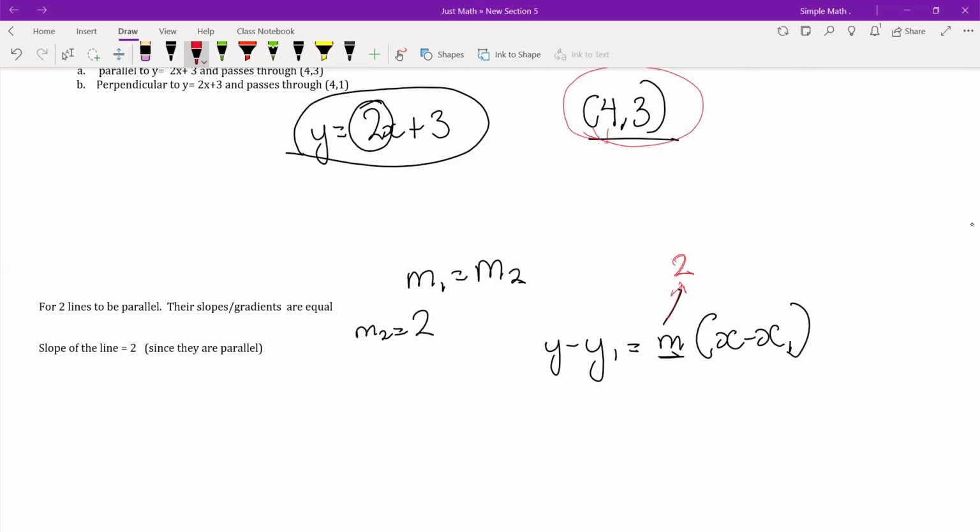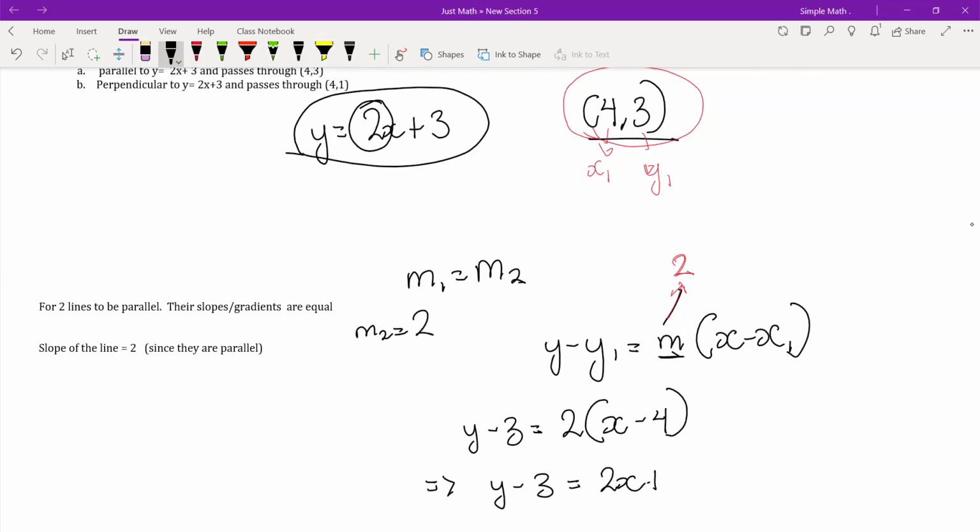So our x1 is going to be 4, and our y1 is going to be 3. We just put these values inside. So we have y minus 3 equals 2 brackets x minus 4. We open the bracket, and we have y minus 3 equals 2x plus 8.